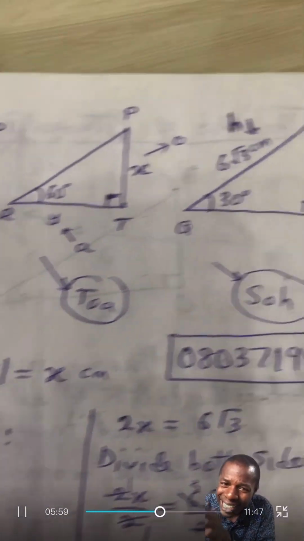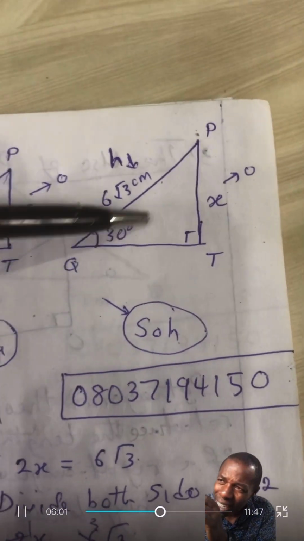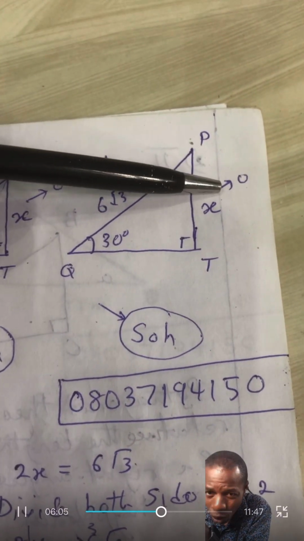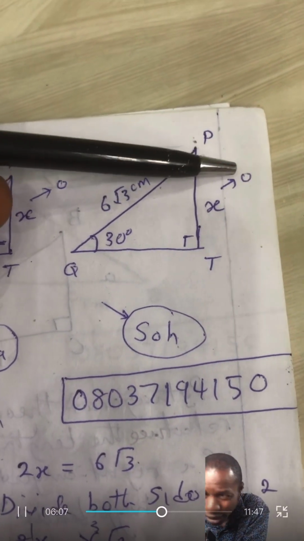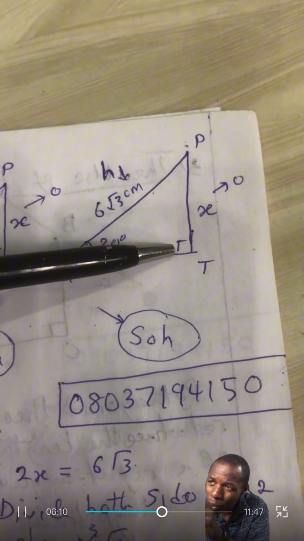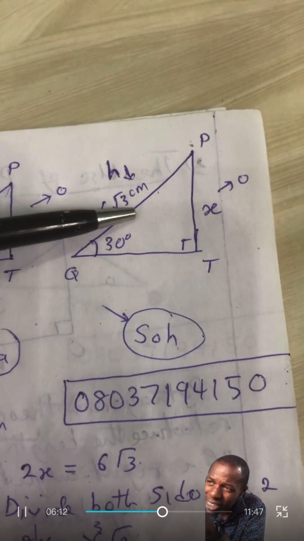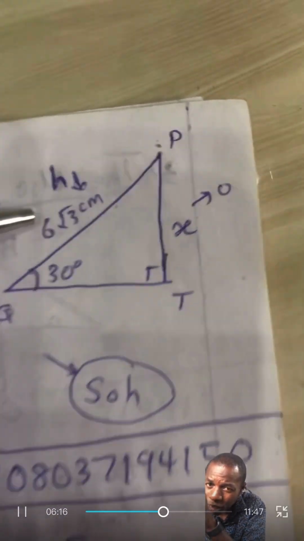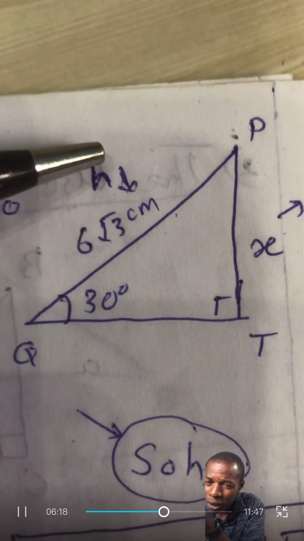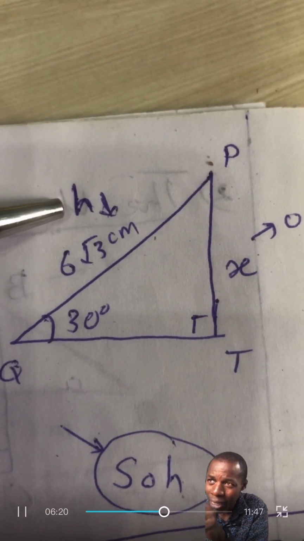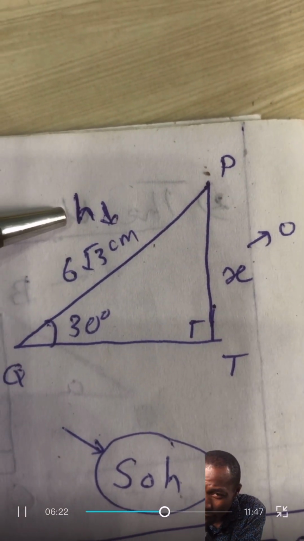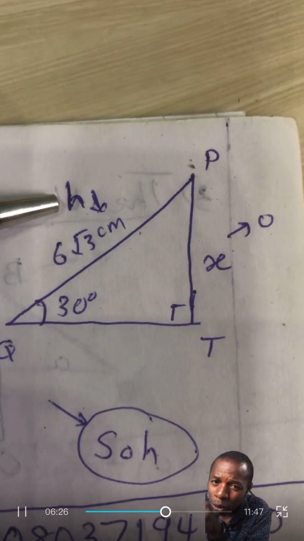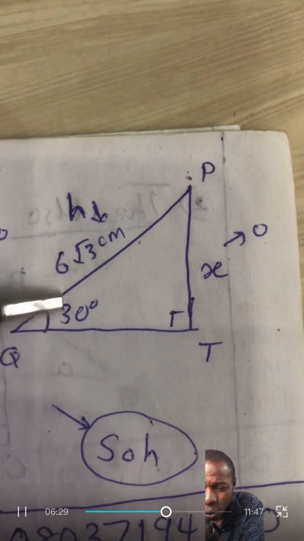Now you discover that 30 degrees is facing x. So that makes x the opposite side, letter O. That O stands for opposite side. And the right angle is facing 6√3 in centimeter. So 6√3 in centimeter becomes what? The hypotenuse side. That is H. Okay, that H stands for the hypotenuse side.